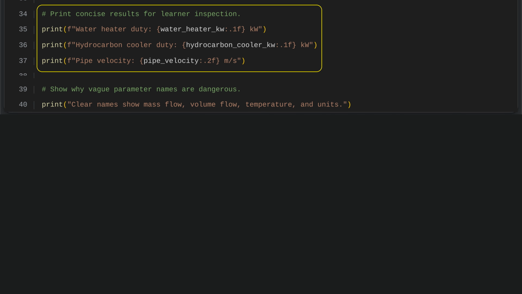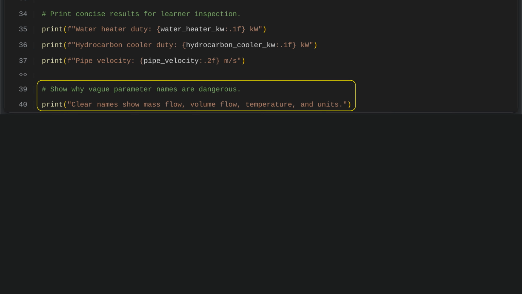The results are printed in a clear, readable format, so learners can quickly check the key calculated values. The water heater and hydrocarbon cooler heat duties are shown in kilowatts, rounded to 1 decimal place, and the pipe velocity is shown in meters per second, rounded to 2 decimal places.